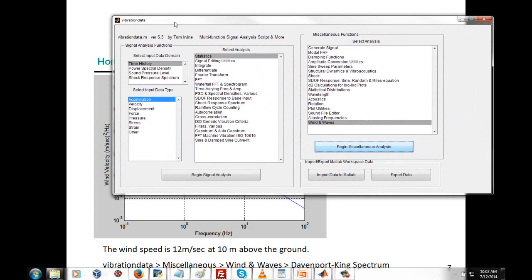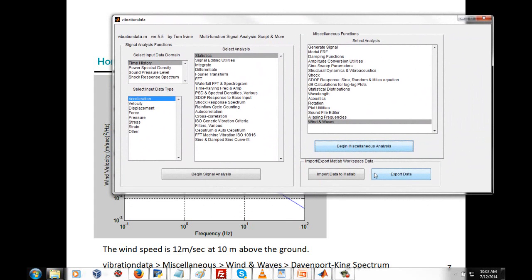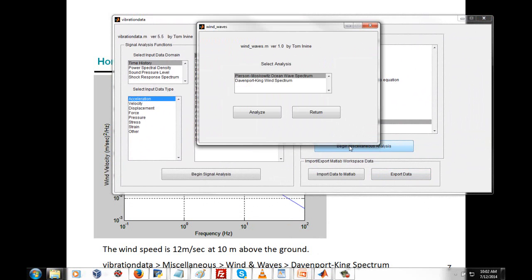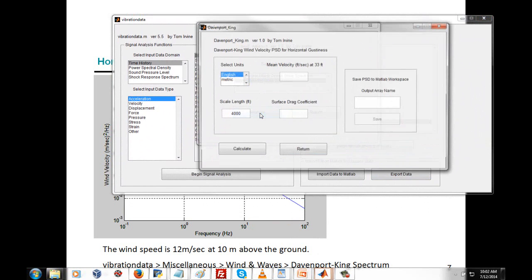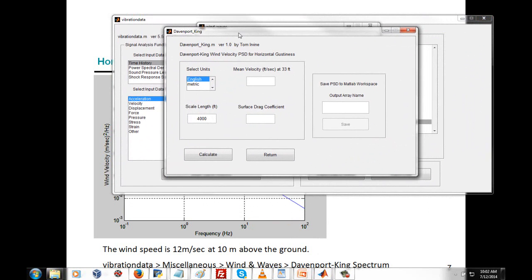So let's go back to our vibration data GUI package, and let's go to the wind and waves. And we're going to do a Davenport-King wind spectrum. Okay, this is a little bit different in that we can select our units. Let's go ahead and we'll do metric units. And let's just say we have, I don't know, 20 meters per second. That's the mean wind velocity at a height of 10 meters above the ground.